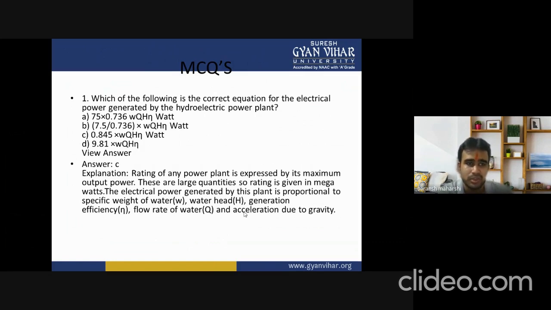The correct answer is option C, 8.845, because the rating of any power plant is expressed by its maximum output power. There are large quantities, so the rating is given in megawatts. The electrical power generated by the plant is proportional to the specific weight of the water, denoted by small w, the water head, denoted by capital H, the generation efficiency, denoted by eta, the flow rate of water, represented by capital Q, and the acceleration due to gravity.